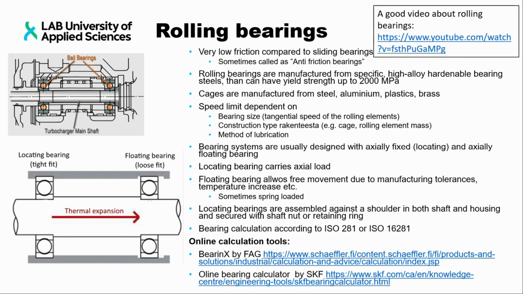And the speed that you can apply with the rolling bearing depends on the bearing size, and the crucial factor is the tangential speed of the rolling element. So basically a combination of the bearing size and the rotational speed is the tangential speed. Speed is dependent on the construction type.